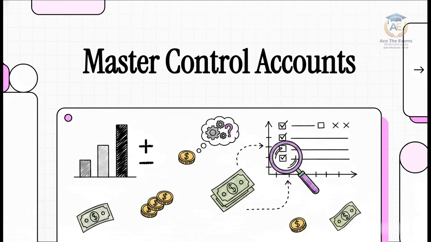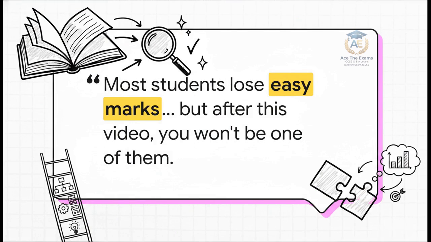Perfect. Between the three of us, we are going to dissect complex questions, master your time allocation, and deploy critical thinking strategies that examiners practically beg for. Let's get right into it. Look at this quote from a recent senior examiner's report on the interactive board. It says, "Most students lose easy marks on control account reconciliation statements." Let that sink in. These are easy marks.